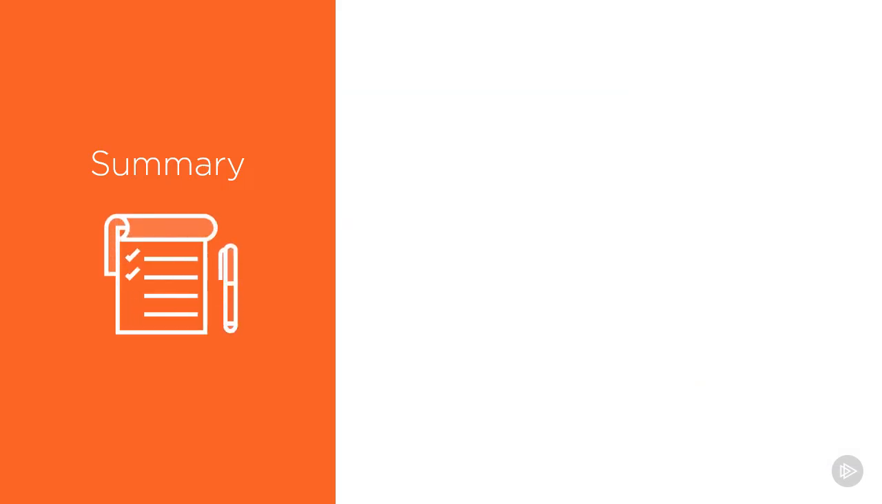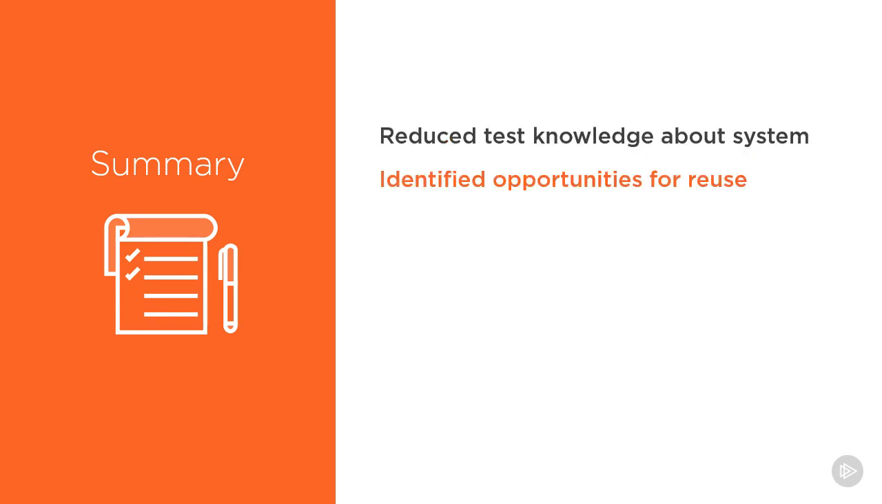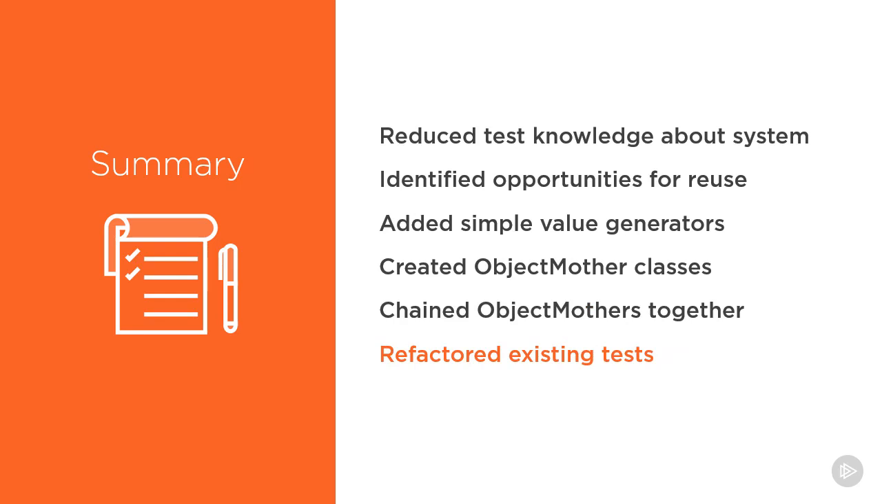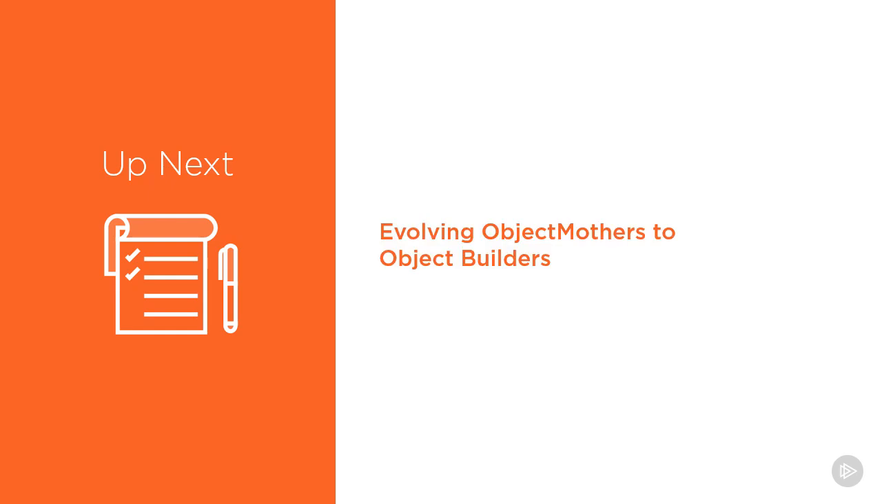In this module, we looked at ways to remove concrete knowledge from our tests, identified the kinds of code to be factored out of our tests, added a random value generator to the project to eliminate magic values and the confusion that they cause. We used that random generator to create several object mother classes, and combined those object mother classes to generate a complete object hierarchy. Finally, we refactored the existing tests to use the object mothers rather than building everything themselves. In the next module, we'll continue to refine the object mother classes, turning them into what's known as object builders, a more modern and expressive implementation of the same basic idea.